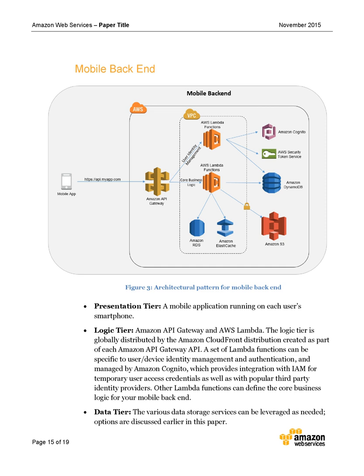The logic tier is globally distributed by the Amazon CloudFront distribution created as part of each Amazon API Gateway API. A set of Lambda functions can be specific to user and device identity management and authentication, and managed by Amazon Cognito, which provides integration with IAM for temporary user access credentials as well as with popular third-party identity providers. Other Lambda functions can define the core business logic for your mobile backend. Data tier: the various data storage services can be leveraged as needed. Options are discussed earlier in this paper.